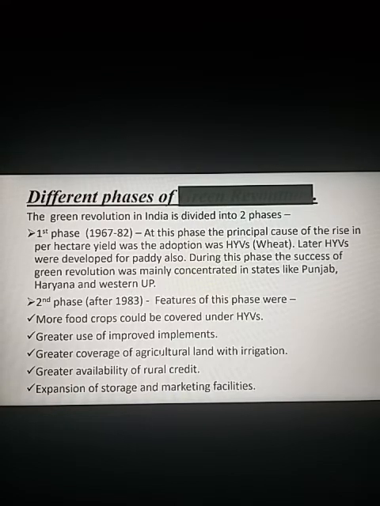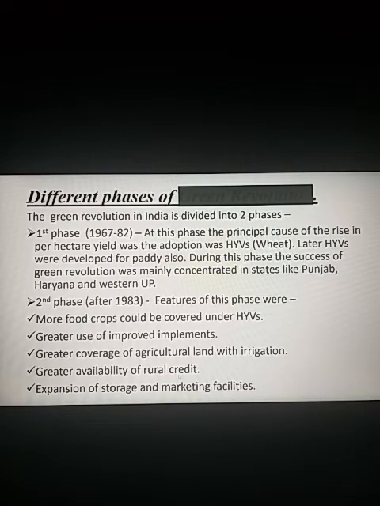Then greater coverage of agricultural land with irrigation. All of you are aware of the meaning of irrigation: artificial supply of water for agriculture purposes. It may be through wells, tanks, and canals. In fact, these HYVs were water hungry; they require more water. And in order to provide these HYVs with better irrigation, irrigation facilities were expanded in Indian agriculture, with greater coverage of agricultural land with irrigation. Then greater availability of rural credit.